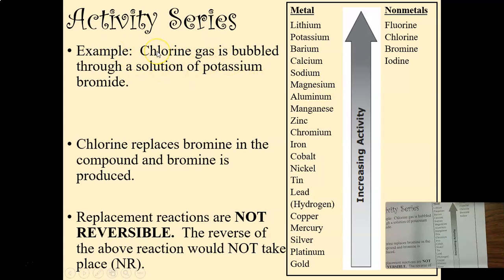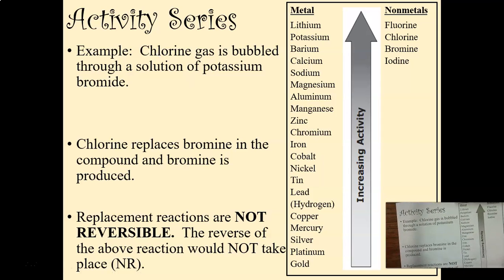Our example here: chlorine gas is bubbled through a solution of potassium bromide. So what would that reaction look like? Well, chlorine gas is Cl2. Chlorine gas is bubbled through, so that means I'm adding it to a solution of potassium bromide. The symbol for potassium is K. The symbol for bromine is Br. Potassium's oxidation number is +1. Bromine is -1, so I don't need any subscripts.